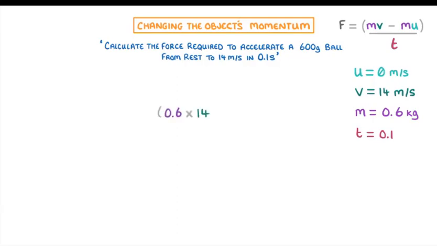So we get 0.6 times 14 for the mv part, minus 0.6 times 0 for the mu part, and then divide all of that by the time of 0.1. So if we simplify all of that, we get a final momentum of 8.4, minus an initial momentum of 0, all divided by 0.1, giving us a force of 84 newtons as our answer.